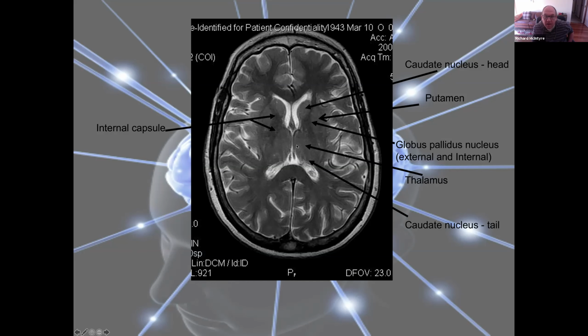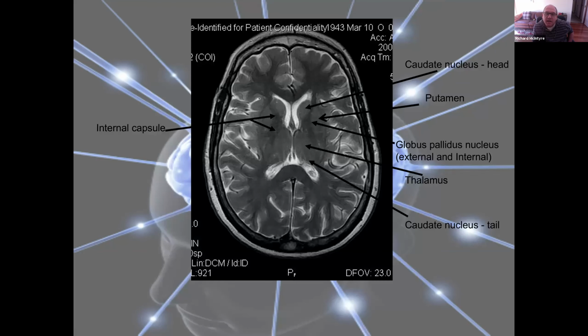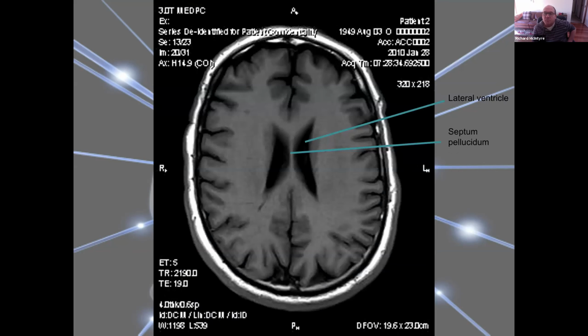If we go up higher, we can see this caudate nucleus lines the lateral ventricle. It will travel just lateral to the lateral ventricle. Its head is up the front, its tail at the back. So it travels all the way along the lateral ventricle. We get up to the top of the brain. We know the septum pellucidum separates the left and right lateral ventricles, which you can see there.